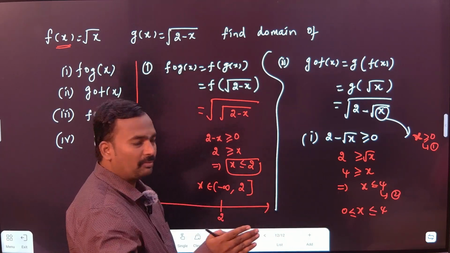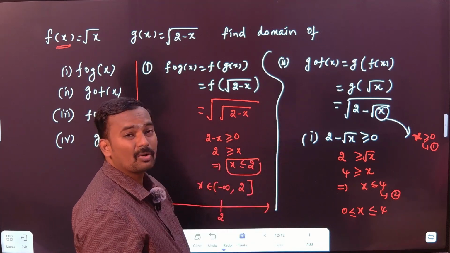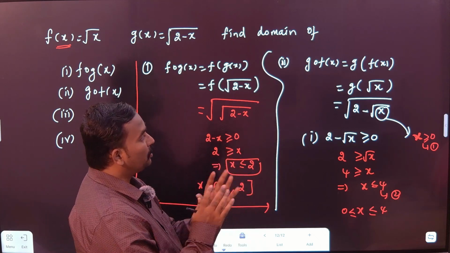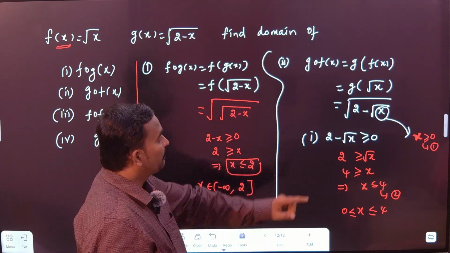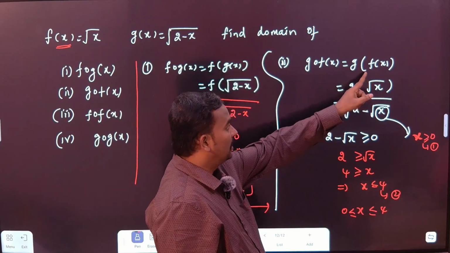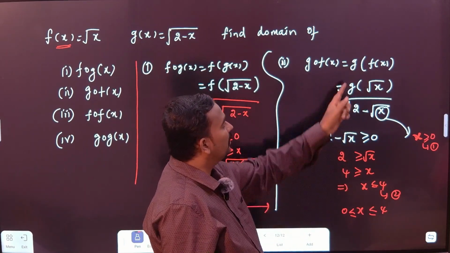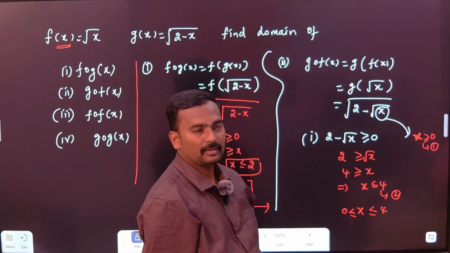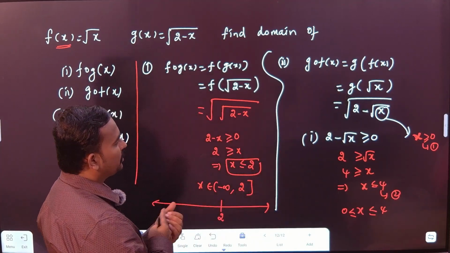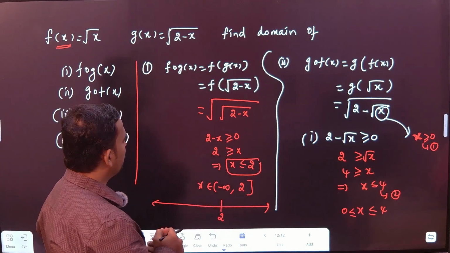If I take more than 4 or less than 0, this function does not exist. It's not defined. So what is the meaning? G composition f is defined when the range of f of x is completely within the domain of g. Clear? Completely within the domain of g. Correct? Okay, so that means only 0 to 4 is possible.